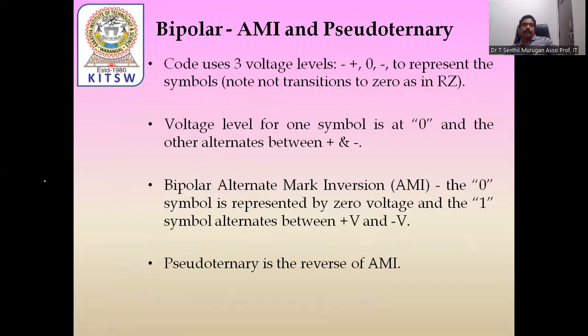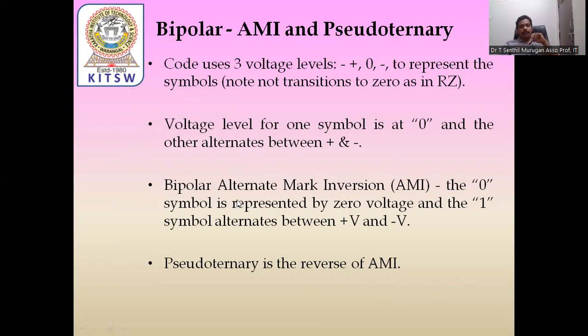Now we are going to discuss the bipolar methods, AMI and pseudoternary. The two methods are there. This code uses 3 voltage levels: plus, 0, minus. That means positive, 0, negative, to represent the symbols. Note, it is not a transition to 0 as in return to 0. The voltage level for one symbol is 0 and the alternative is plus or minus.